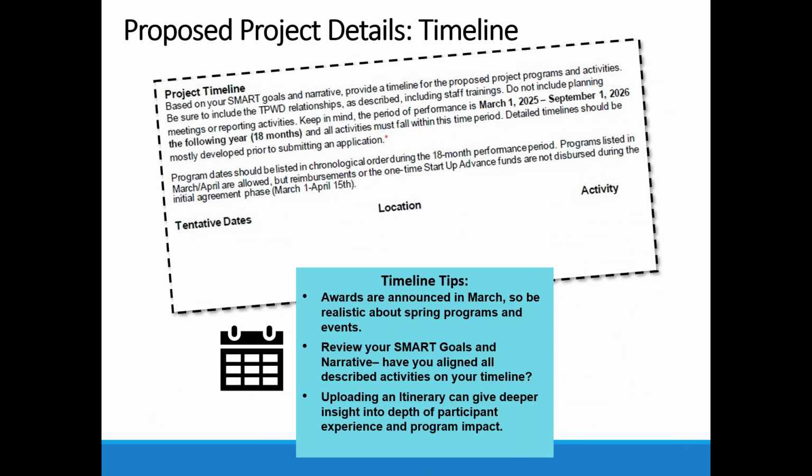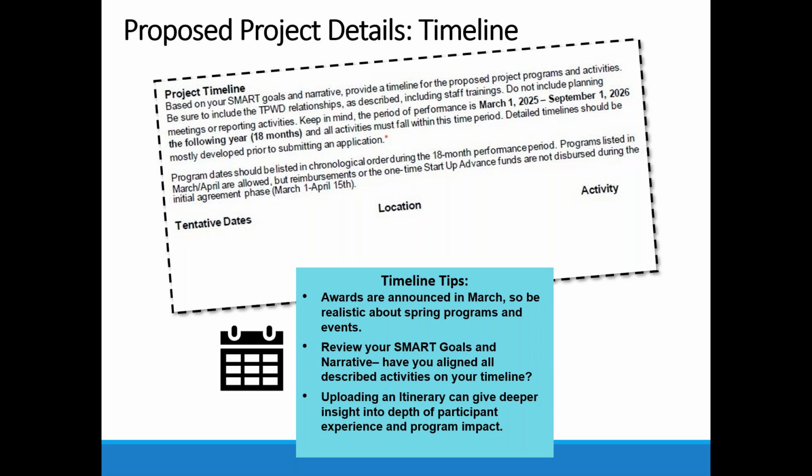The next section of the application is going to ask you for a timeline. So a couple of things to consider here that we often see are overlooked. Remember that the actual period of performance for the grant is March 1st of 2025 to September 1st of 2026. All of your programs and purchases need to happen within that 18-month period of performance.